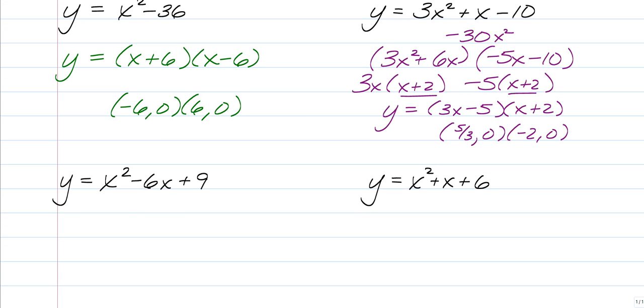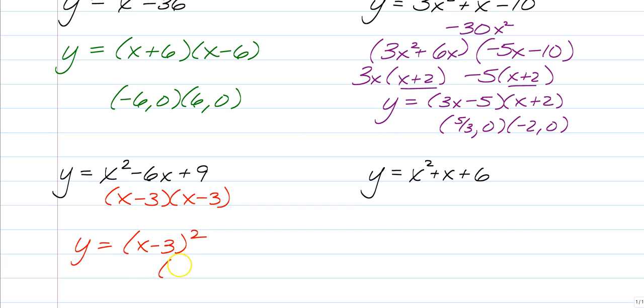This example right here, you should ask yourself what adds to a negative 6 but multiplies to a positive 9. That would just be an x minus 3 and then another x minus 3. So since those are the exact same, we would just say y is equal to x minus 3 quantity squared, which means we only have one intercept at 3, 0. Again, if you were to type that into the graphing calculator, you would have a graph that looks a little bit like this. It would just touch the x-axis once at the coordinate 3, 0.